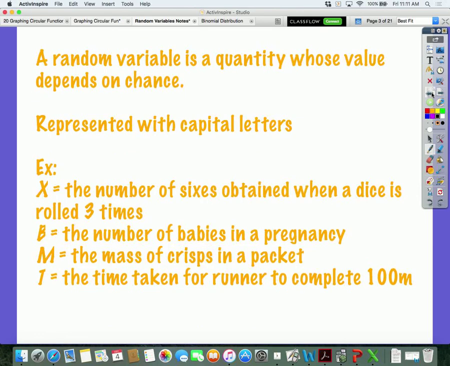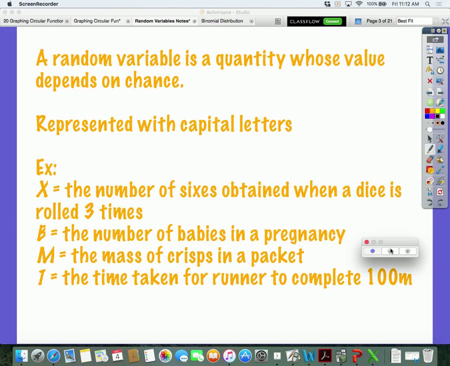So if you look at those examples I gave you, X, the number of sixes obtained when the dice is rolled, is that discrete or continuous? Write it on your whiteboard. Are you writing a D or are you writing a C? 3, 2, 1, hold it up. It is discrete because you can actually count those out. Now realize that, if you roll 3 times, you can actually count those out.